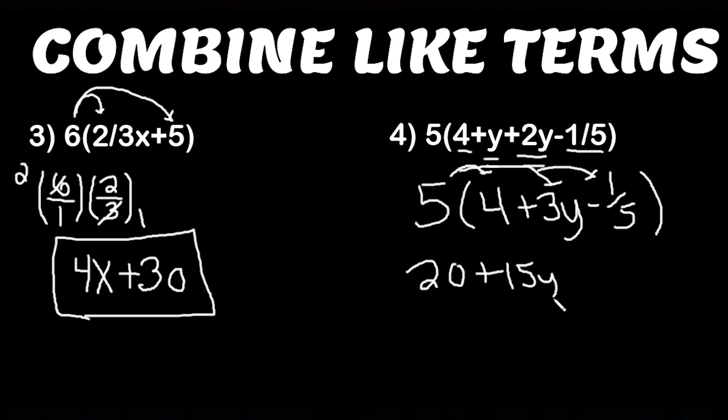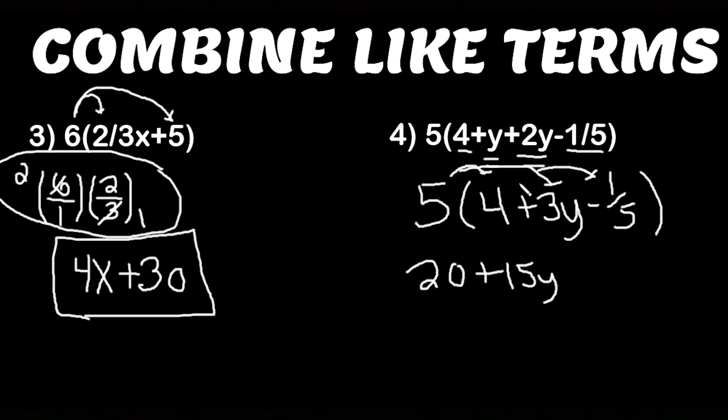And then we're going to do 5 times negative 1/5. We talked about this, right? The 5s are going to cancel out. And if you're having trouble seeing how that's going to work out, go ahead and do the same setup that we did right here. You'll see how that's going to work out. But the 5s are going to end up canceling out.